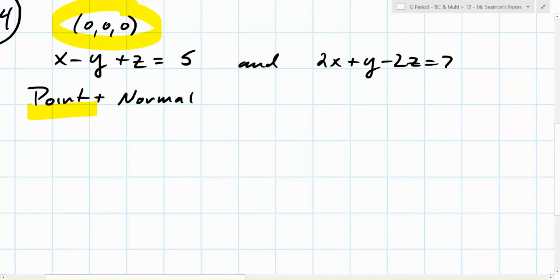They don't. But they say they want this plane to be perpendicular to both of those planes. They want it to be perpendicular to both of those planes. So how do you go about making something that's perpendicular to both of those planes?